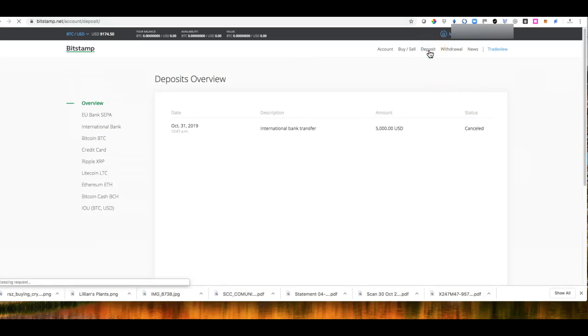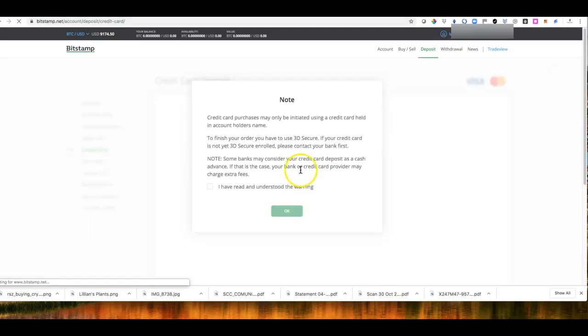If you are in Europe, for example, or international, you can use the international bank option. Or if you want to use a credit card, always make sure you have the money to pay off the credit card, because it is not good advice to invest money that you don't have. Never try to do that. Credit card purchases may only be initiated using a credit card held in your account holder's name. So it has to be in your name.